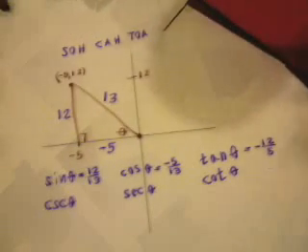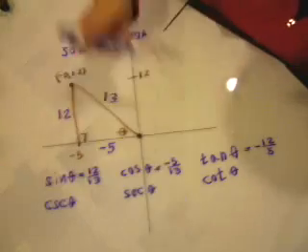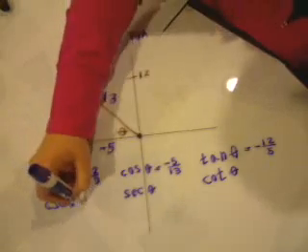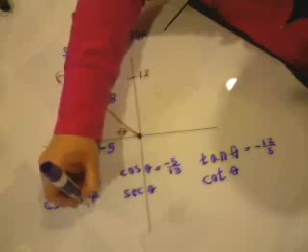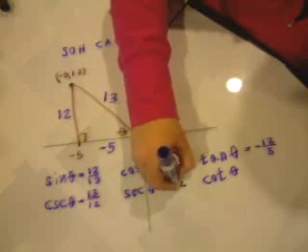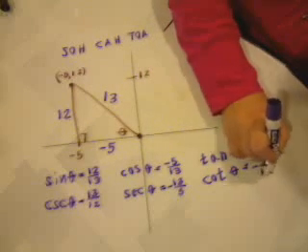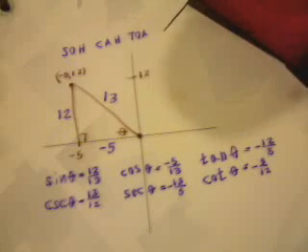Okay. So, and then the nice thing is to do cosecant, secant, and cotangent, you just flip everything over. So the cosecant is 13 over 12. Secant is negative 13 over 5. And cotangent is negative 5 over 12. And there we have our 6 trigonometric functions.